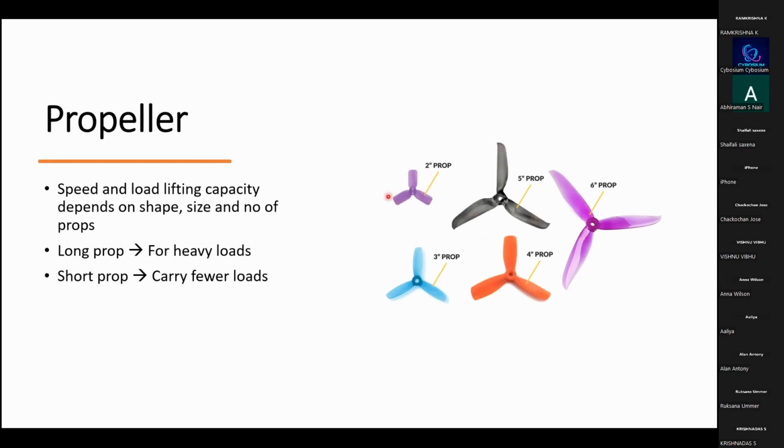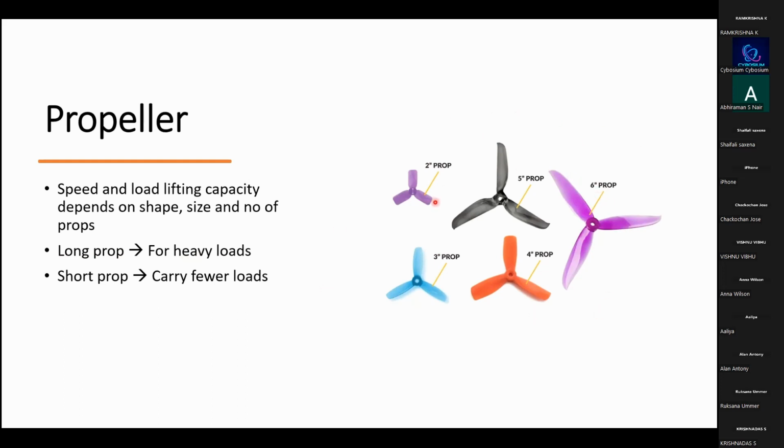The 2 and 3 sizes are for smaller props, and the 6 size is for bigger props. Long props are for heavy loads, and short props are to carry lighter, minimalistic loads. So whenever we are designing any quadcopter, we have to keep all these things into account.